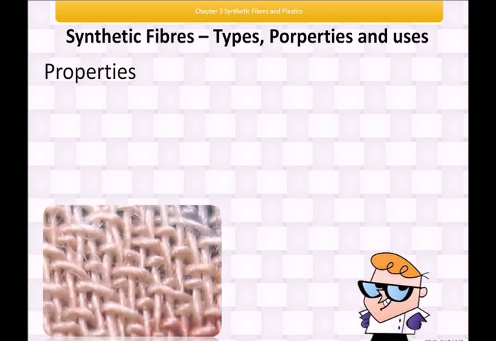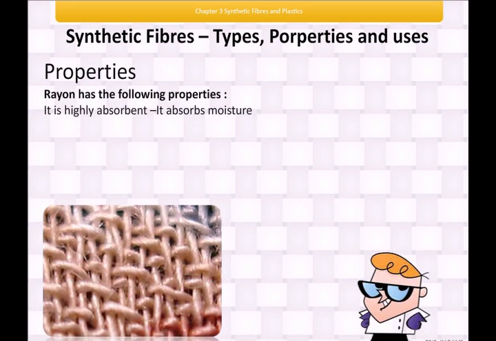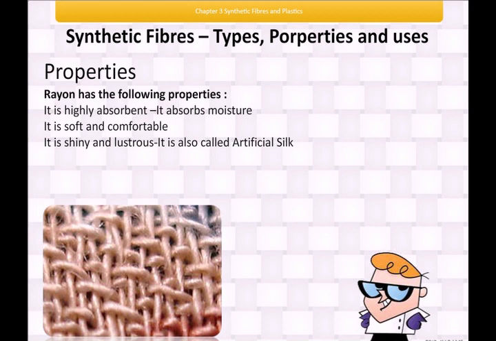Properties. Rayon has the following properties. It is highly absorbent. It absorbs moisture. It is soft and comfortable. It is shiny and lustrous. It is also called artificial silk. It is easy to dye. It drapes well. It is durable and affordable.